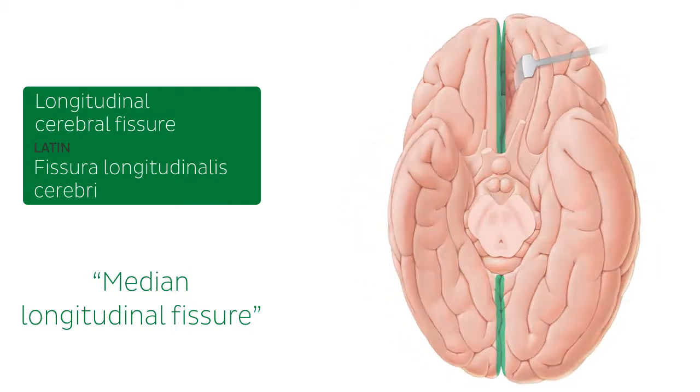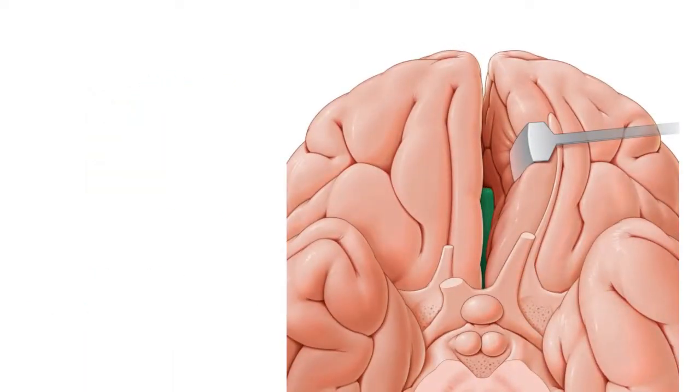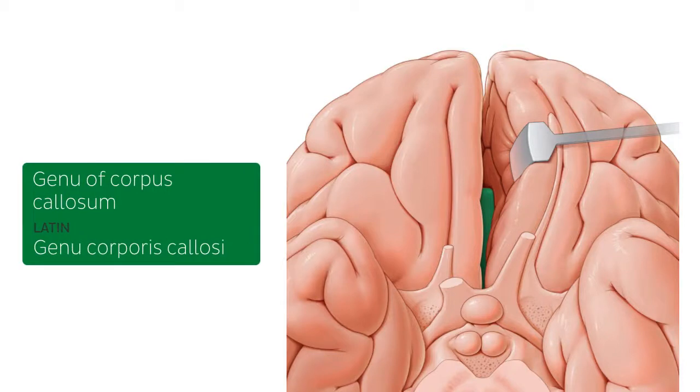So one structure we can see here is one that I already mentioned on the previous slide. This is the genu of the corpus callosum. So when we pull apart the longitudinal cerebral fissure, as you can see here on this image with this tool, we do so at the frontal lobe, then we can see the corpus callosum from the inferior view of the brain, specifically the genu of the corpus callosum, seen here highlighted in green. Now the term genu comes from the Latin meaning knee.